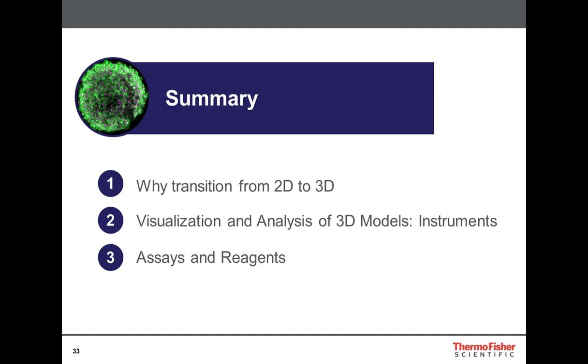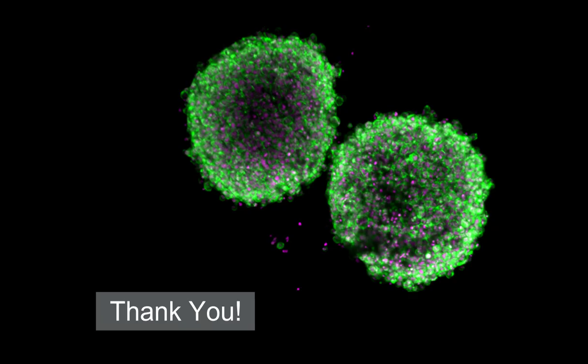To summarize, we looked at three different categories of three-dimensional analysis. First, why we would want to transition to a three-dimensional model. Then we looked at the instruments that allow us to perform this type of analysis, and then several different examples of assays and reagents that we find have great value for studying biology in this more relevant context. So thank you for joining us today, and I'll hand it over to Christy.